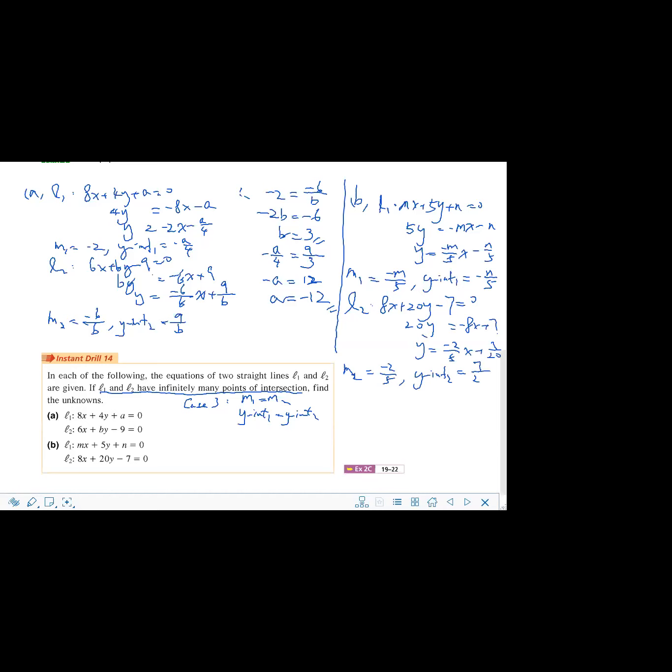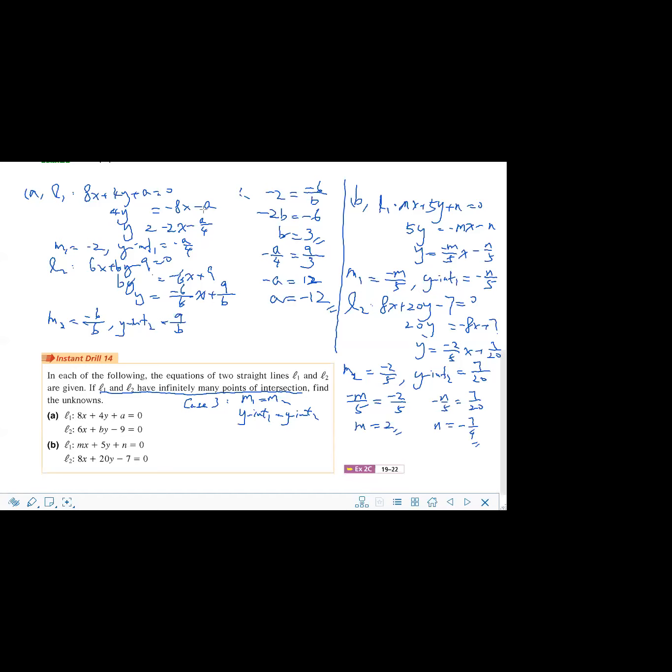And from the information given by the question, we know that m1 should be equal to m2. Okay, and then after some simple calculation, we'll find that m is equal to 2. And the y-intercept 1 is also equal to y-intercept 2. So n should be equal to negative 7 over 4. Okay, so that is how we can find the answer from this.